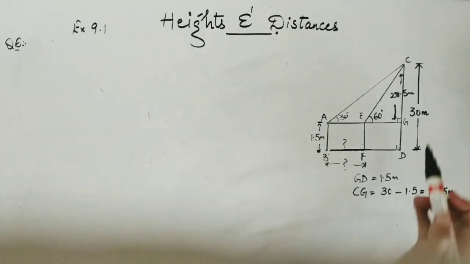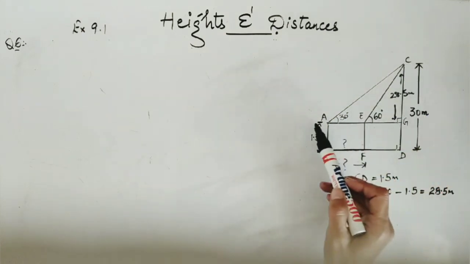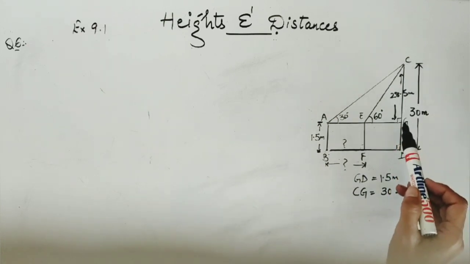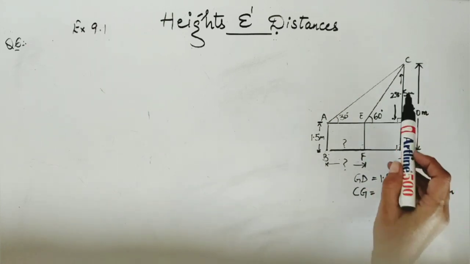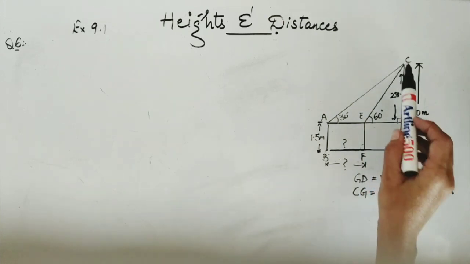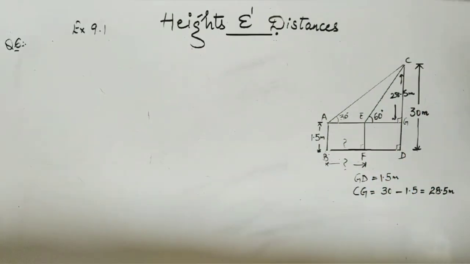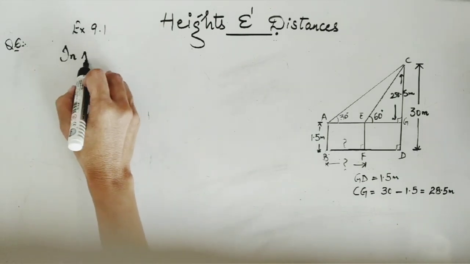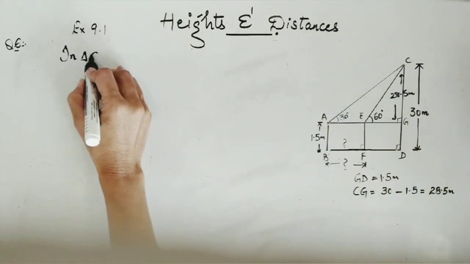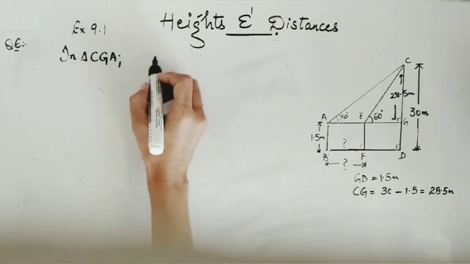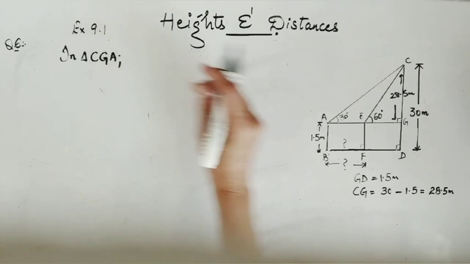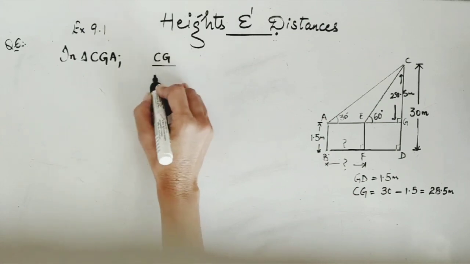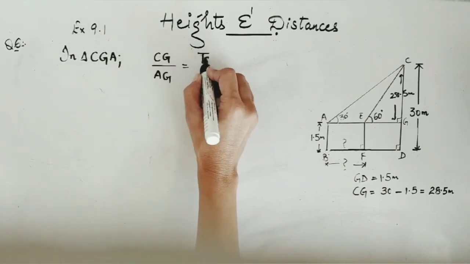Because when you deal with triangle CGA, you need this length CG, and for triangle CGE we would be taking length CG again. We are taking triangle CGA. In this triangle CGA, I would be taking perpendicular by base, P by B. CG upon AG is tan 30.